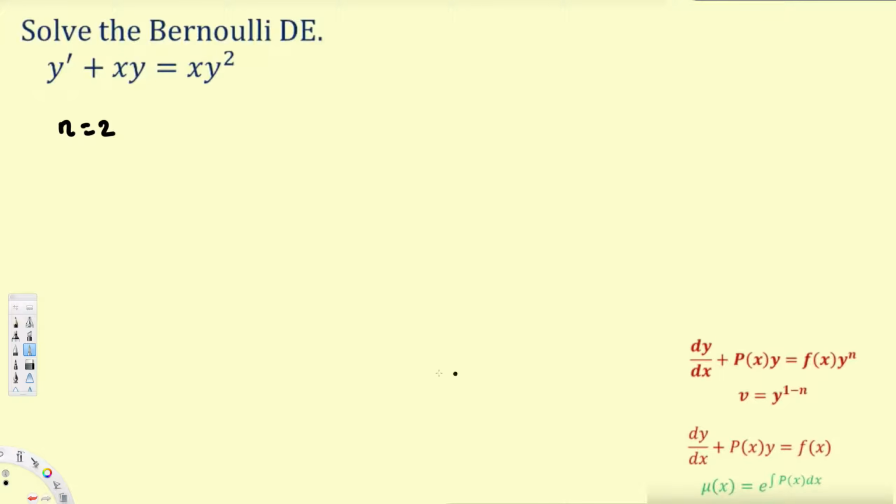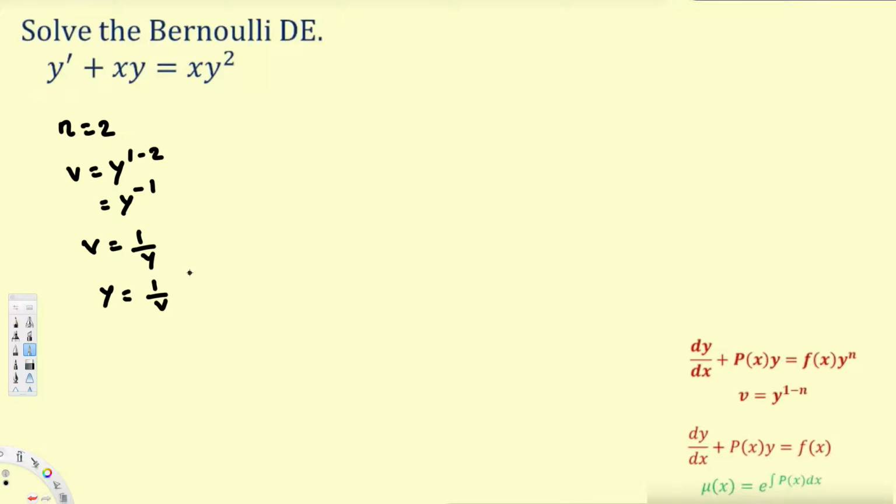Then we have to find the v value. v is going to be equal to y power 1 minus 2, so we are going to have y power minus 1, right? So v is equal to 1 over y. Therefore y is equal to 1 over v. Now what we are going to do is replace all the y values with v in order to solve this using the linear first order differential equation pattern.